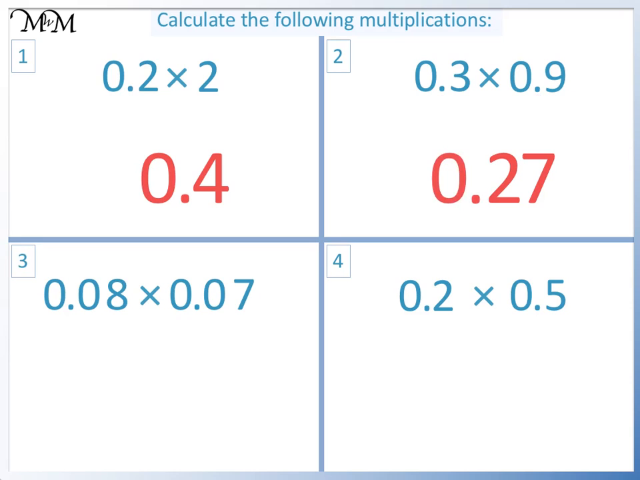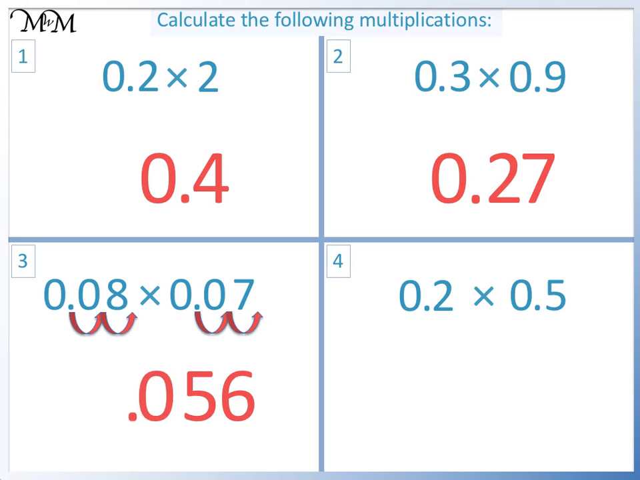Question 3. 8 times 7 equals 56. This decimal moves twice. This decimal moves twice. The decimal moves once, twice. We add a 0 to move 3 times, and add a 0 to move 4 times. 0.08 times 0.07 equals 0.0056.